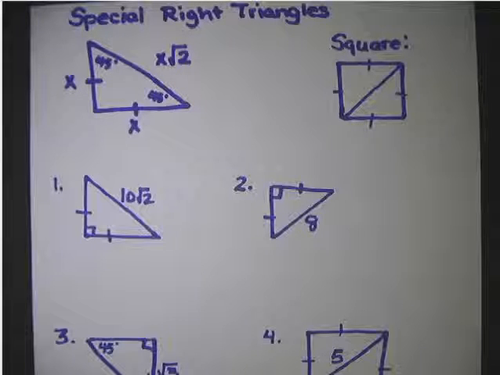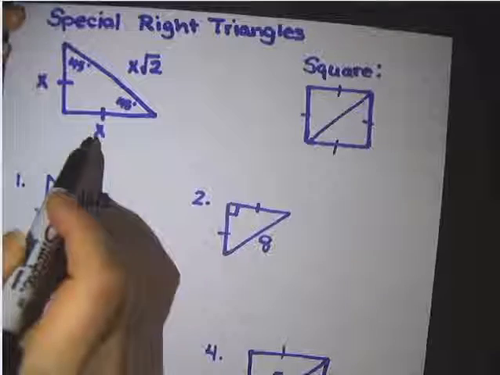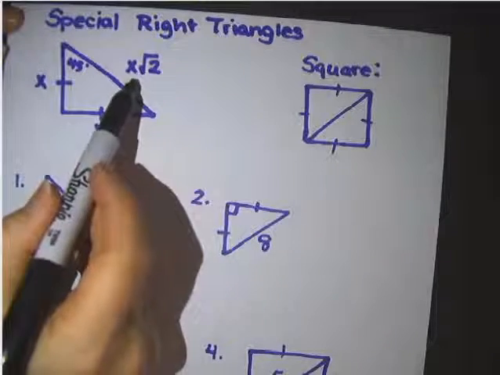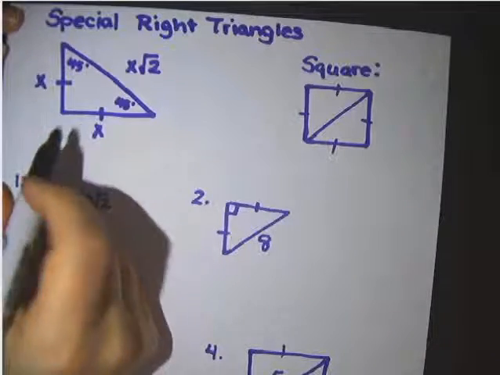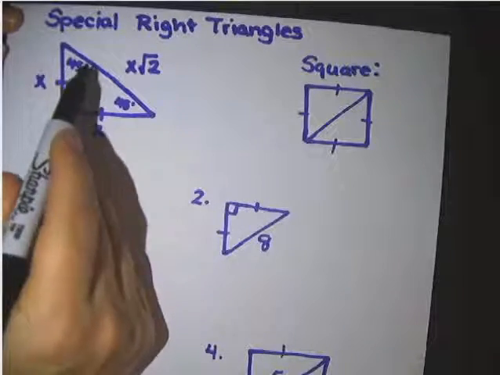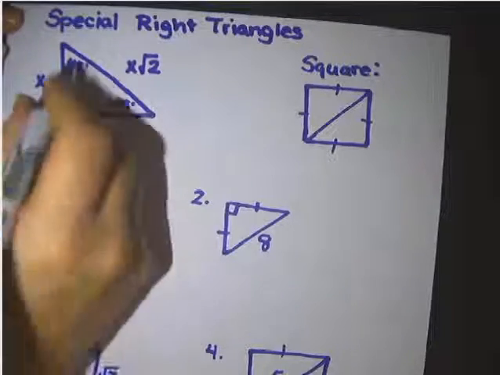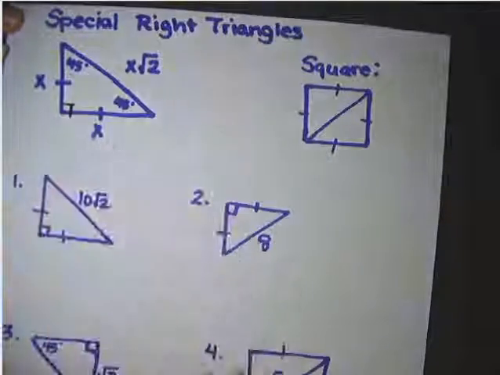Okay, as you know, on a 45-45 or isosceles right triangle, whatever we have for the side lengths, the hypotenuse is going to be that number times root 2. Now you need to make sure you memorize this formula and know that sometimes you'll see the 45-degree angle. Sometimes you'll see the slash marks saying that's isosceles, and of course this is on a right triangle only.